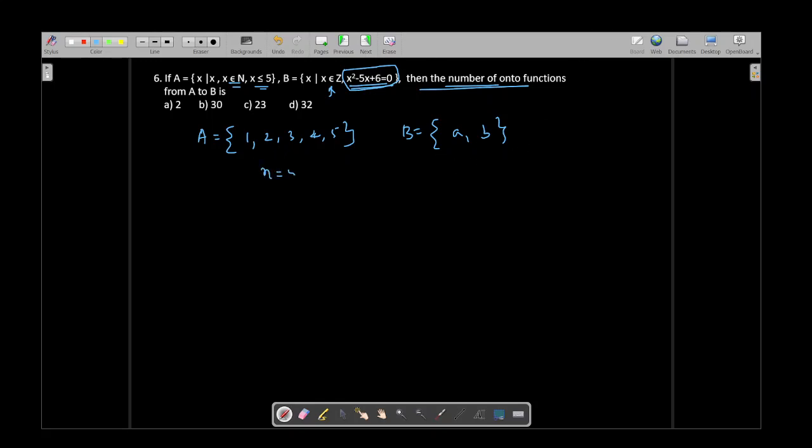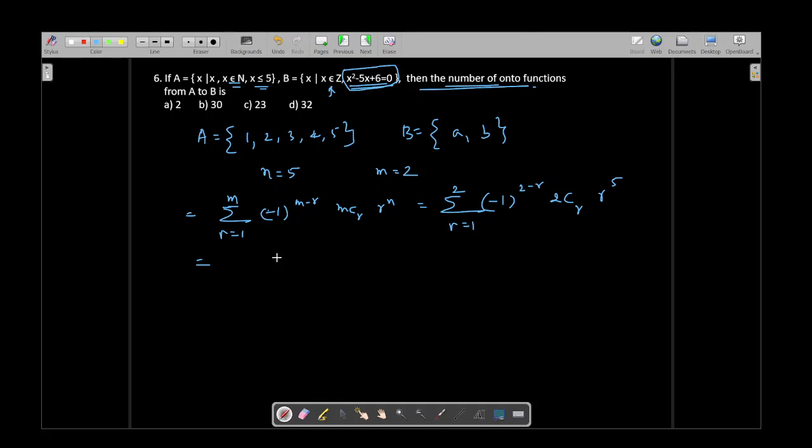So n we have 5 and m we have 2. We need to find the number of onto functions, which is summation r is equal to 1 to m, minus 1 power m minus r, mCr, r power n. So this is summation r is equal to 1 to 2, minus 1 power 2 minus r, m is 2, 2Cr, r power n is 5.